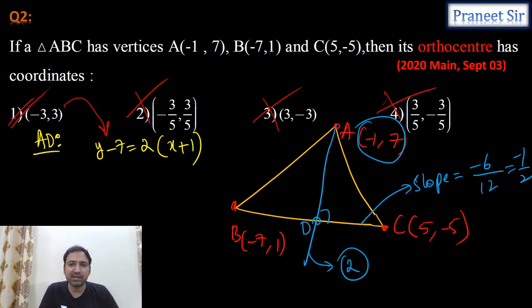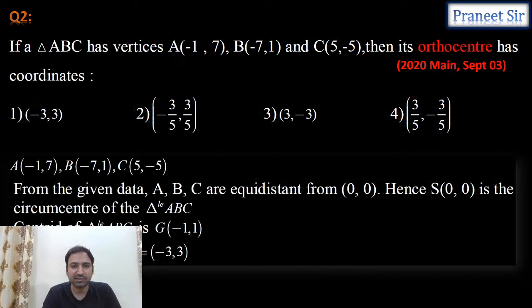We are calculating only one altitude. The original method is to calculate two altitudes and solve for the point of intersection. But without finding the other altitude, with this one altitude we are just verifying the options. Only one option is satisfying. So that's it. That is the answer. So the first option is the answer. Okay. Right. Perfect.